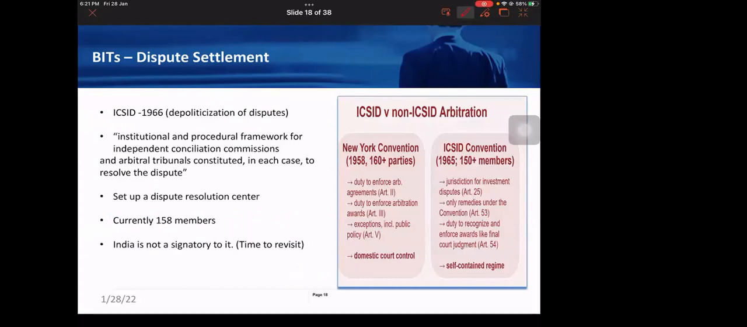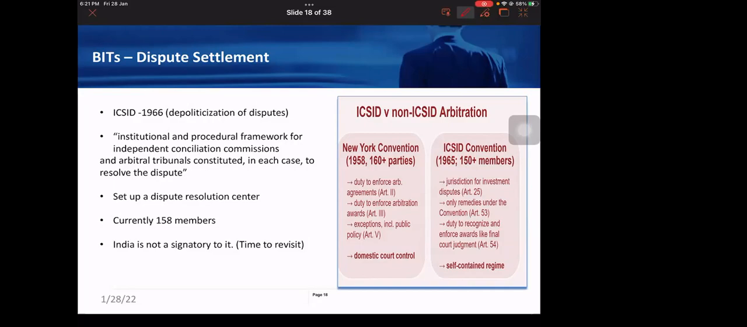Now, having looked at the substantive clauses where it protects from most favored nation, non-discrimination, fair and equitable treatment, expropriation, stabilization, the other last aspect, a key feature or framework of an investment agreement, is your dispute settlement, which has already been dwelled upon.